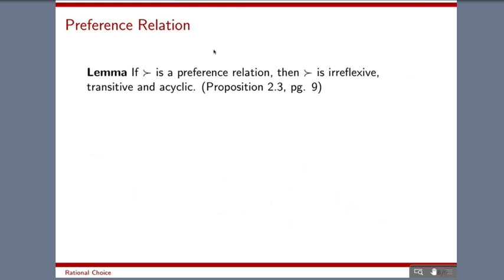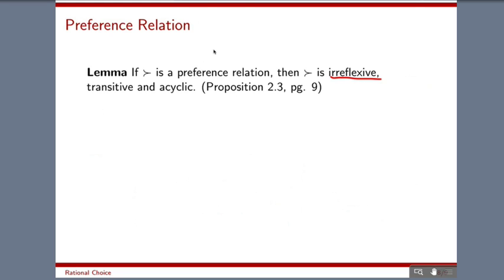So what does that mean about the preferences that the agent has? So here's a simple lemma. If your strict ordering or your preference relation is actually a preference relation, so it satisfies the property of being asymmetric and negative transitive, then that relation satisfies three additional properties.